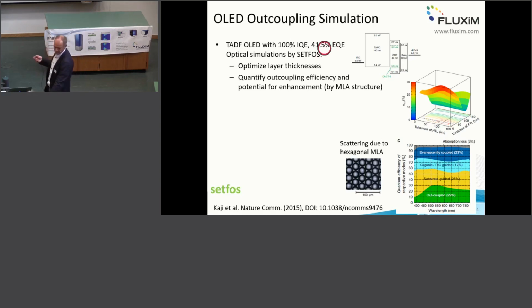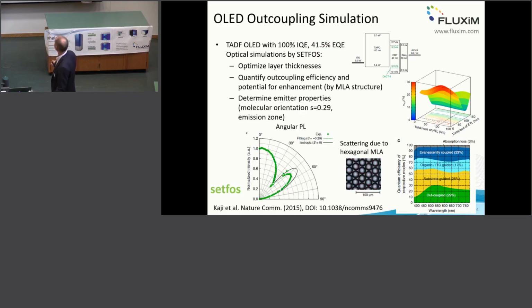And this very efficient OLED, which has an EQE of 41%, really high, was achieved by adding a microlens array on the outer side of the OLED. Moreover, another trick that was investigated here was to have preferential horizontal orientation. And this horizontal orientation can be double checked with the angular PL measurement, which is shown here.